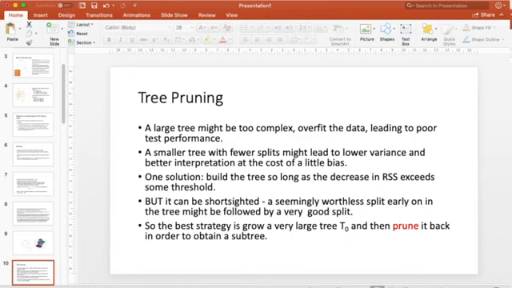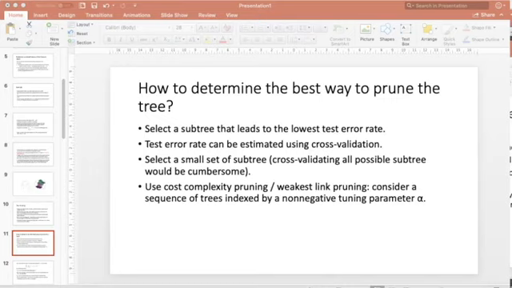So the best strategy is to grow a very large tree, which we call T naught here, and then prune it back in order to obtain a subtree. So we grow a very large tree and then we prune. Pruning means we cut down some of the branches of the tree. We prune it back to obtain a subtree that is simple enough for interpretation and not too complex, but still useful. It's not too simple. It is still useful to explain the relationship in the data.